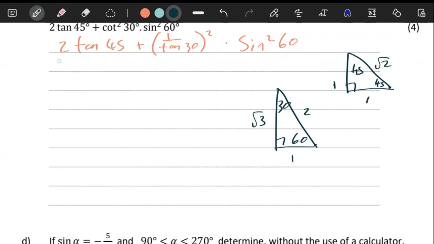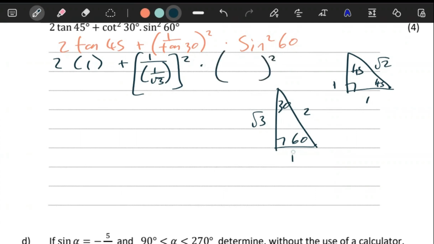And then here you can see tan 45 is opposite over adjacent, so that's 1. And then tan 30 is opposite over adjacent, so it's 1 divided by square root of 3, 1 over square root of 3. The whole thing is squared, so don't forget to put it like that in your calculator. This whole thing is being multiplied by sine squared 60. So sine 60 is opposite over hypotenuse, so it's square root of 3 over 2.